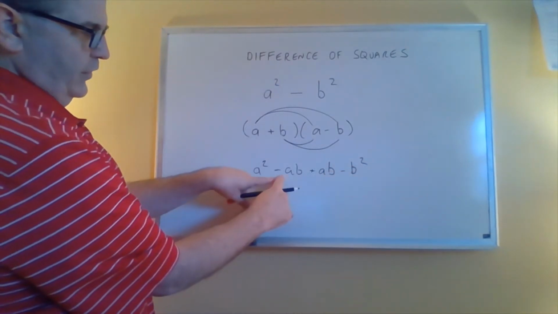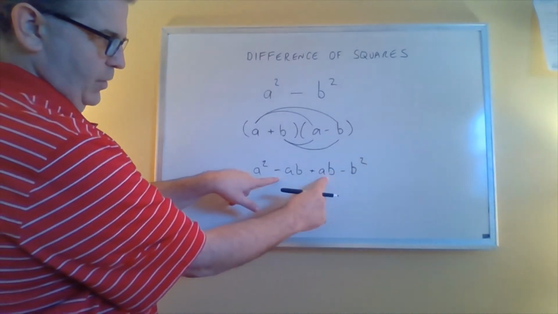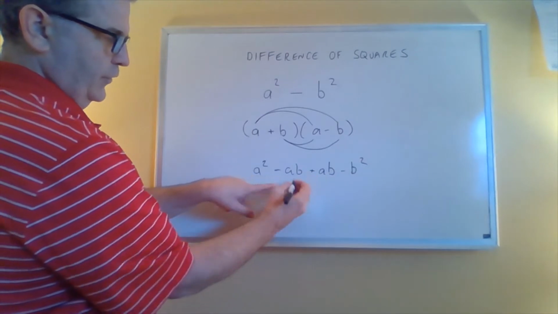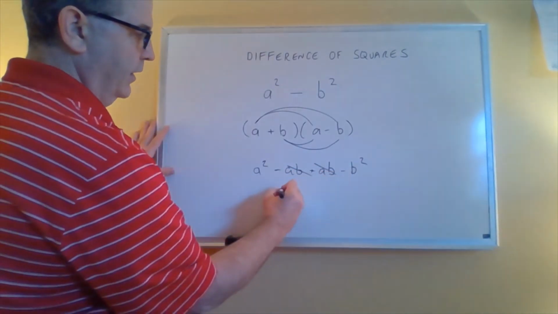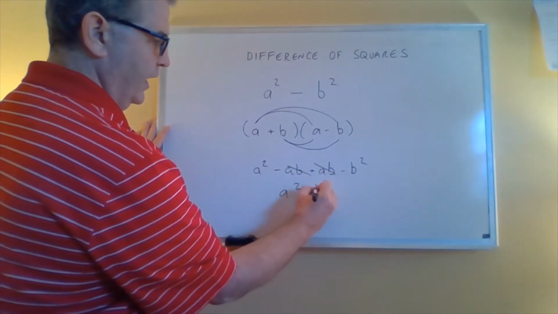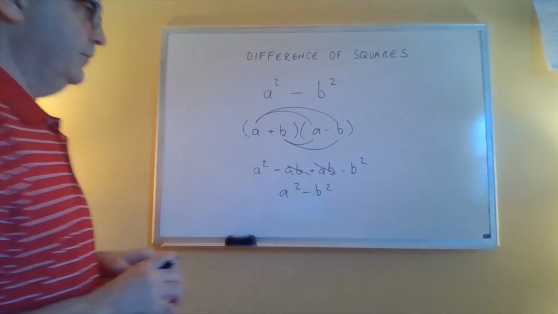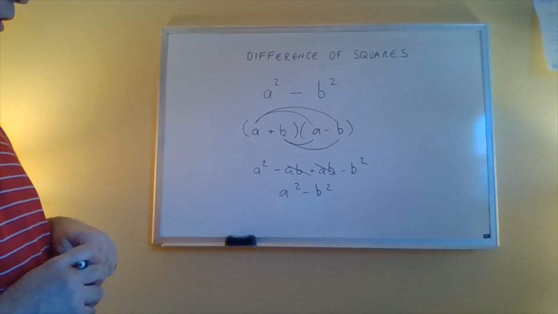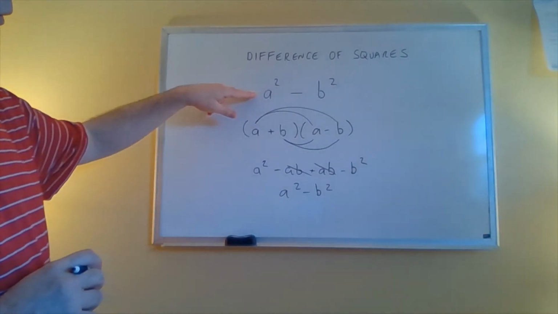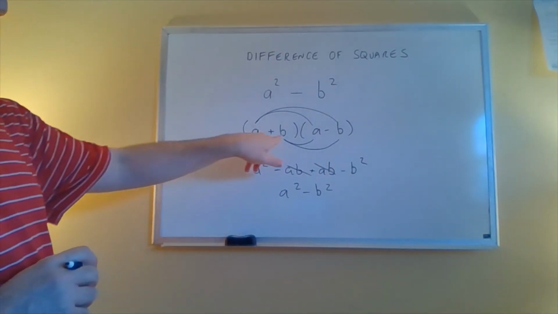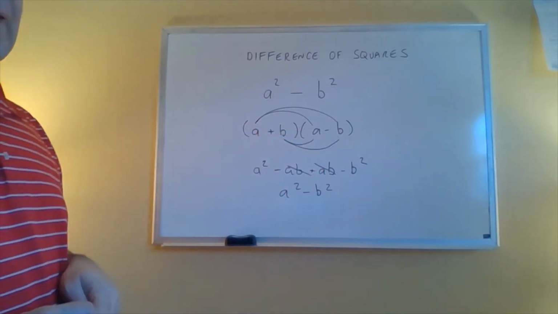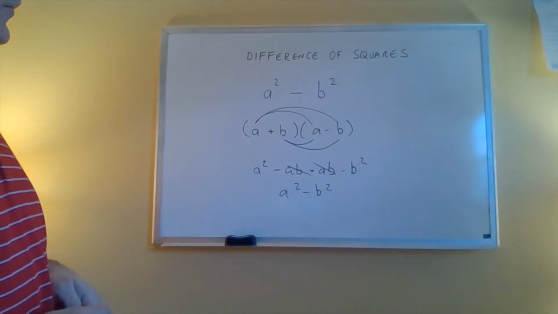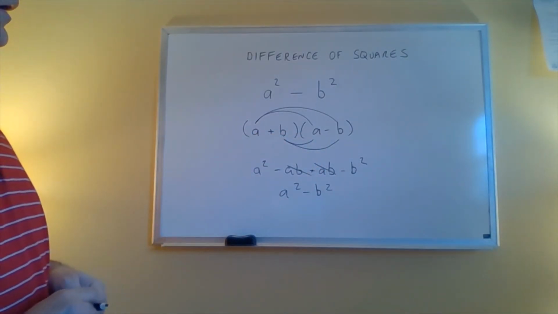Okay. You see I have a minus ab and a plus ab here in the middle. So those are opposites, so they're going to cancel out, and we end right back up with a squared minus b squared. Okay. So that's how this process works. But the formula we need to memorize for now is a squared minus b squared equals (a plus b) times (a minus b). Okay, so let's go through a couple examples on how to work this.